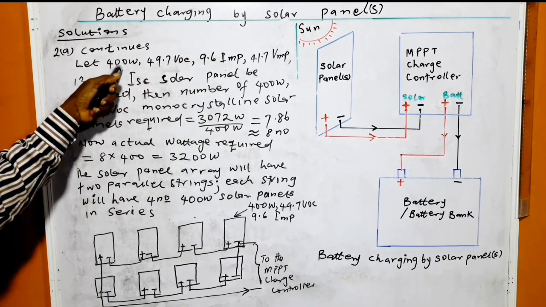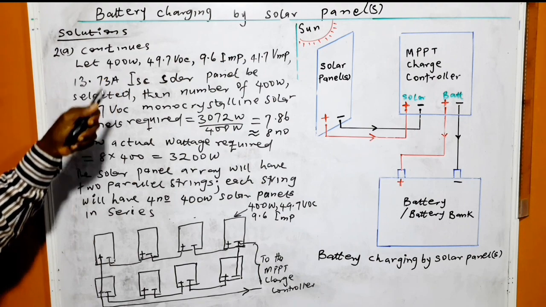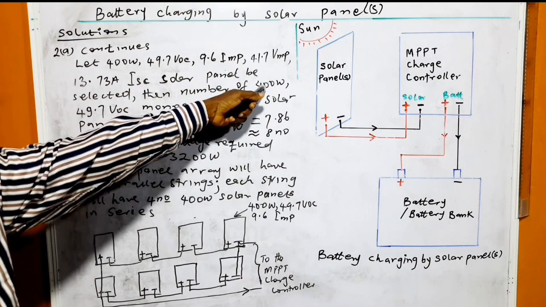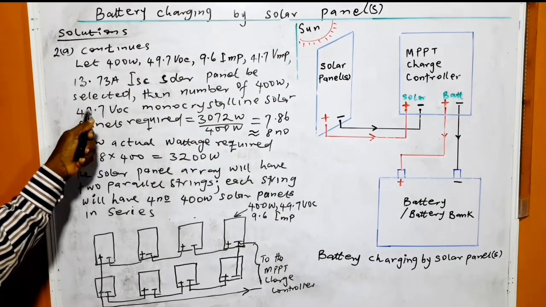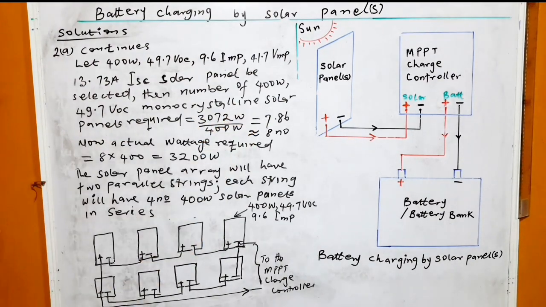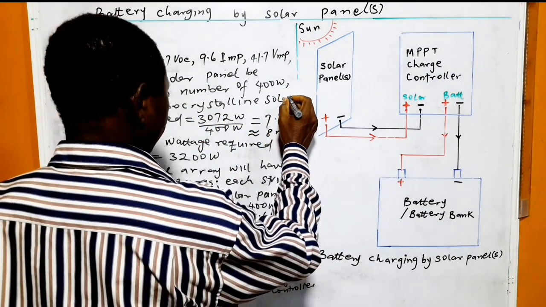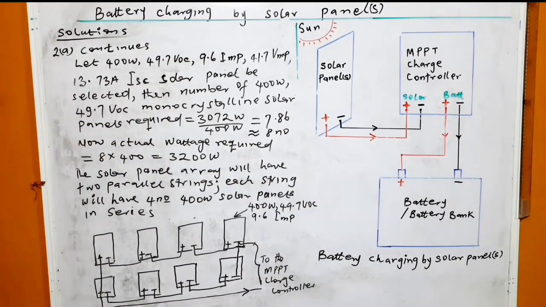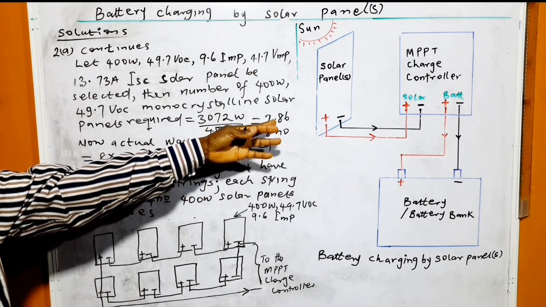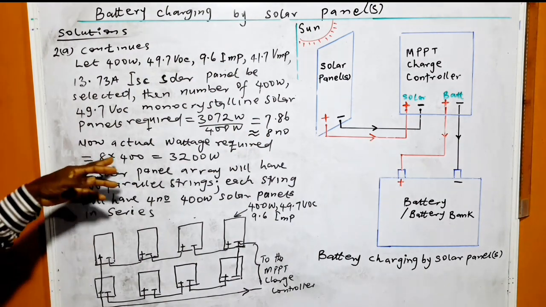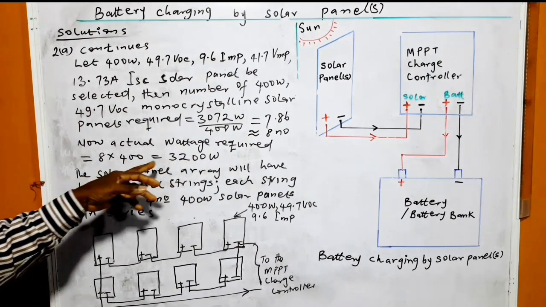So let this solar panel, which is 400 watt, be selected. Then the number of 400 watt, 49.7 VOC monocrystalline solar panels required is equal to this, 7.86, which is equal to 8 approximately. Now the actual wattage required is equal to 8 times this.